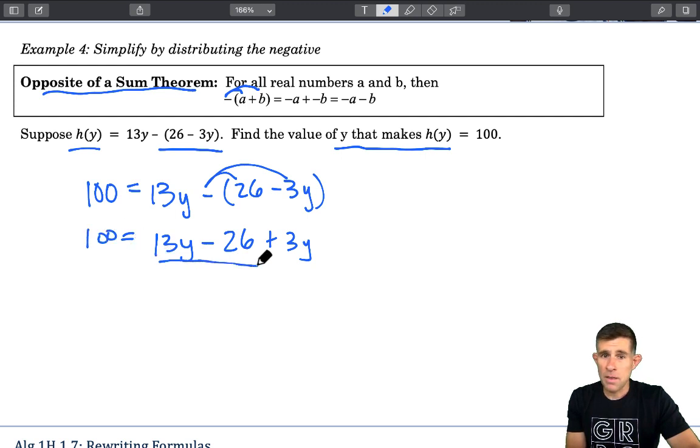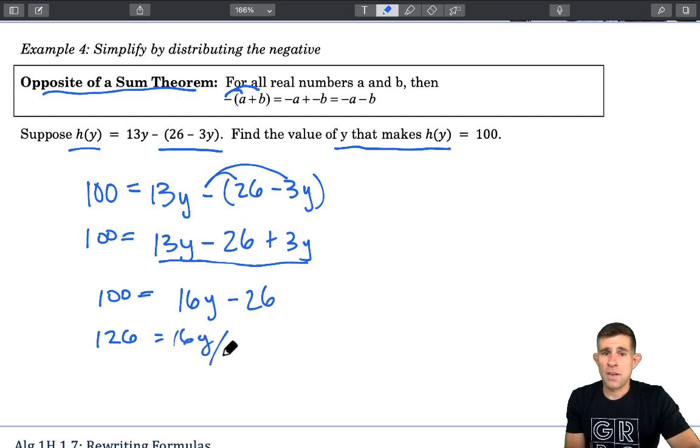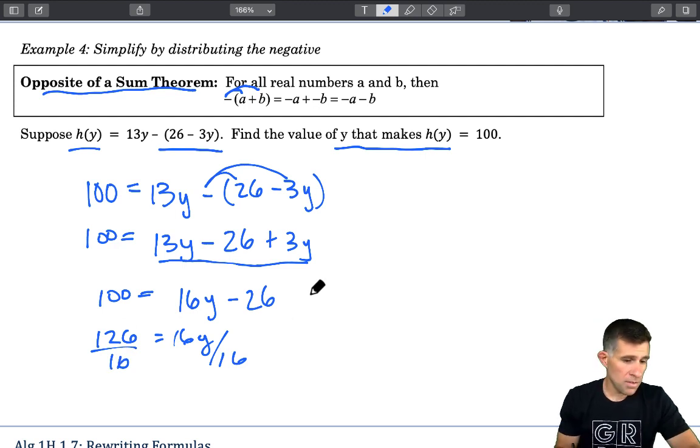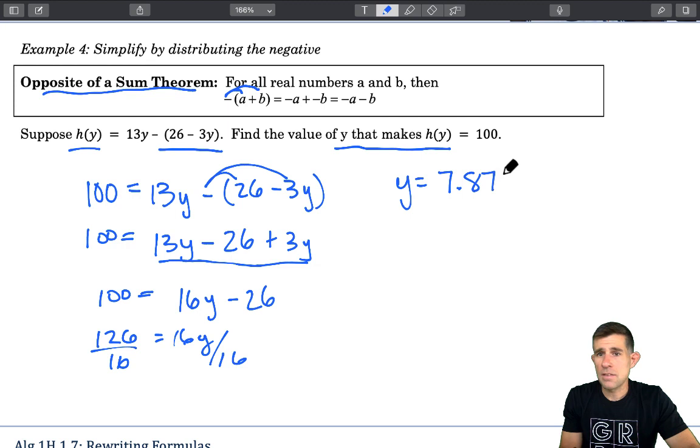Now we can combine like terms. I got a positive 3y and a positive 13y. That gives me 16y minus 26. Again, that's all equal to 100. We're going to add over our 26. And then finally, we'll divide off that 16. So 126 divided by 16 is going to give us a y value of 7.875. So whenever you see that that's a rational number, if it goes out to 2 or 3 decimals, go ahead and write all of those decimal values.